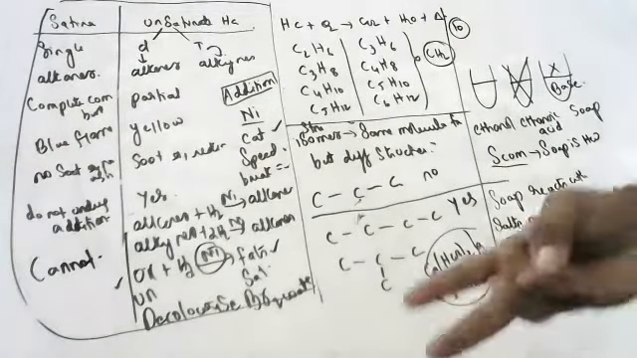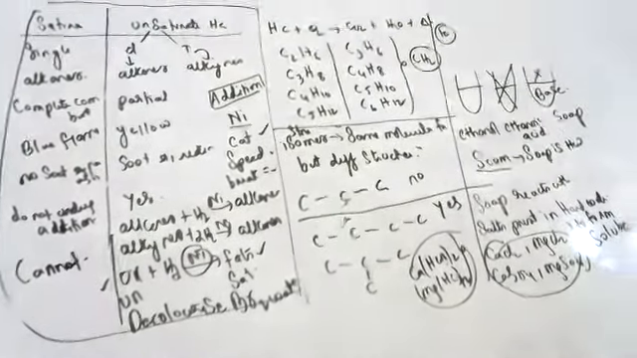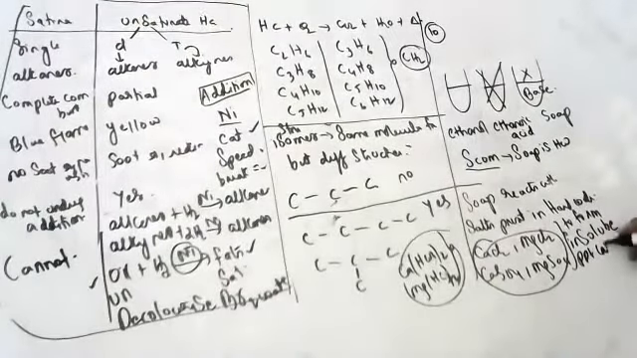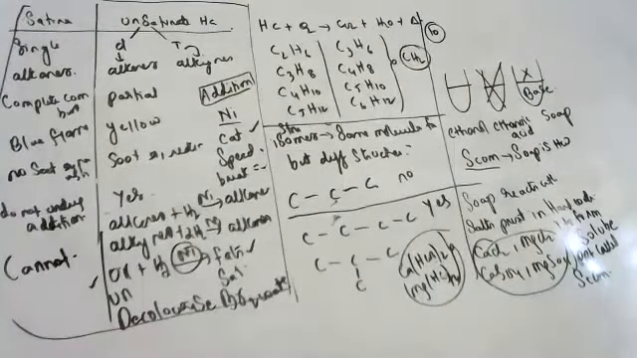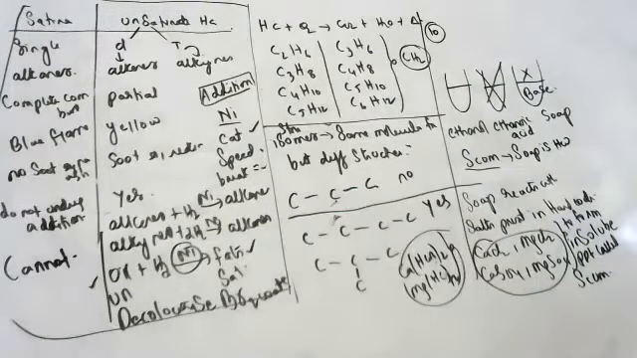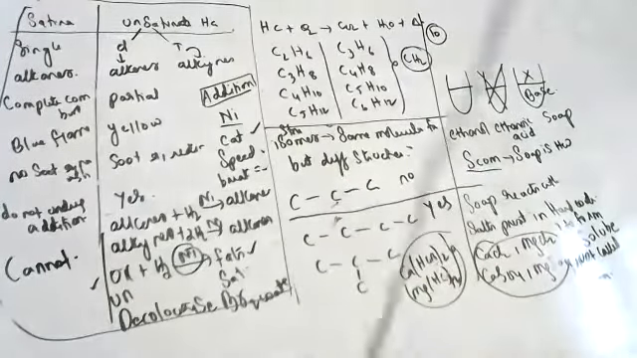Can anyone repeat the statement? Soap reacts with salts present in hard water to form insoluble precipitate called scum. Any other student? Soap reacts with salts present in the hard water to form insoluble precipitate called scum. Like this, you have to answer, children.